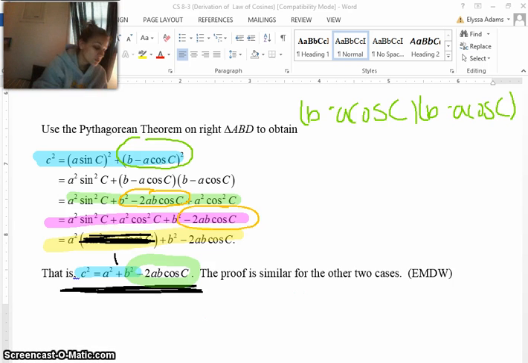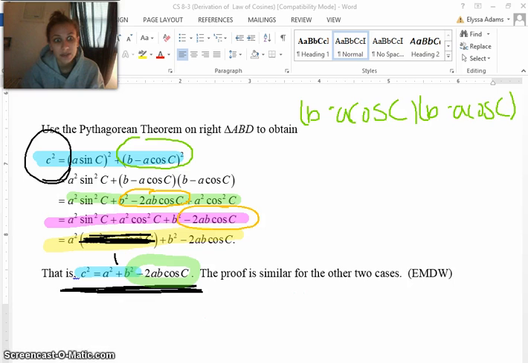Notice we did this for solving for c squared, but we could also do something very similar solving for a squared or solving for b squared. If you look on the identity sheet that I gave you, the reference that you are able to use on the Regents exam, it gives you 3 laws of cosines. It gives you the version for when you're solving for c, which is this. It gives you the version for when you're solving for a, and it gives you the version for when you're solving for b.